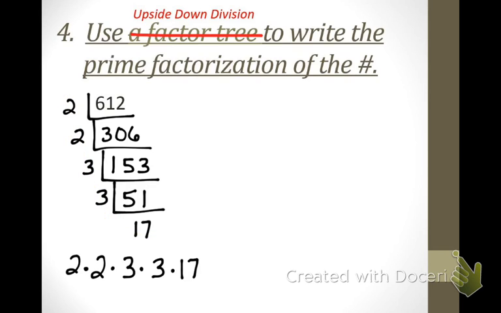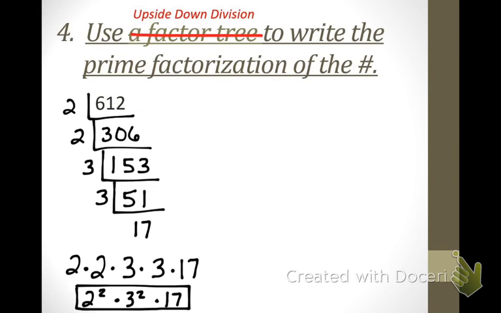2 to the 2nd power. 2 squared times 3 squared times 17. And that is how you use upside down division to write the prime factorization of a number. All right, you will find this on your homework tonight.